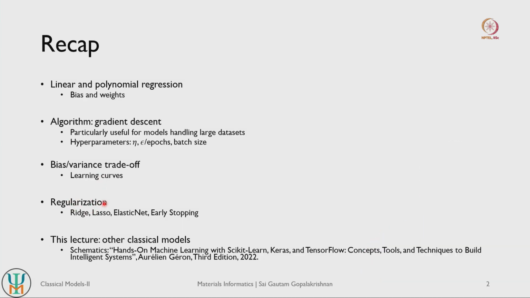And then we broadly looked at the idea of regularization and how that can be done by adding a penalty term using ridge, lasso or elastic net regressions. These are commonly employed alongside your linear or polynomial regression models. We also looked at early stopping as a way to regularize our models, and early stopping is a very powerful tool which is often used in more complex models.